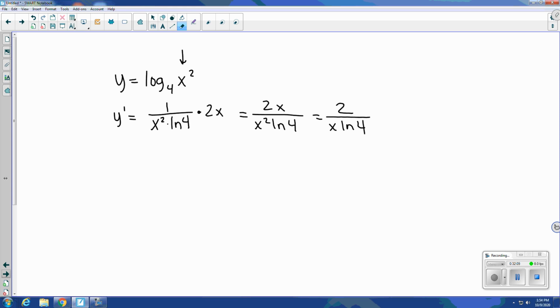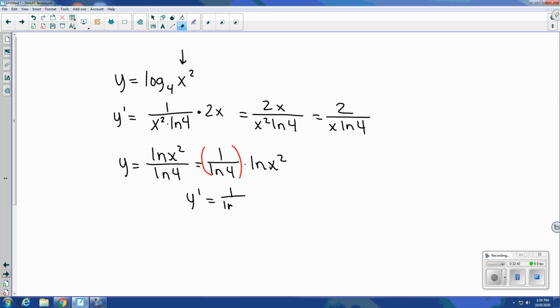If you wanted to take an alternative approach, because you prefer natural logs and you forget the logarithm of a different base other than e, we can change the base into the following. Again, this piece here is just a constant. So now we can use the constant multiple rule and leave that constant in front while I calculate the derivative of ln x squared. So with ln x squared, there's a composition.